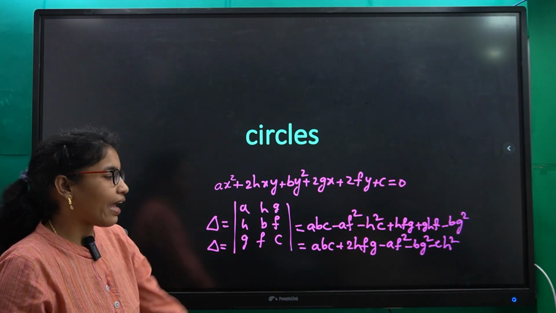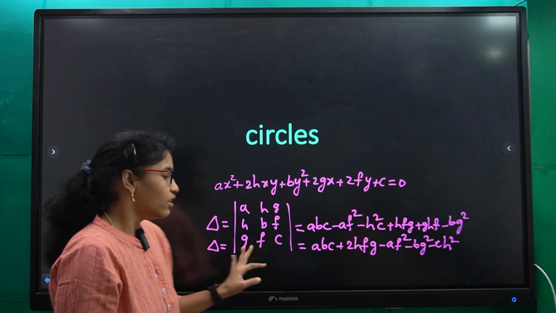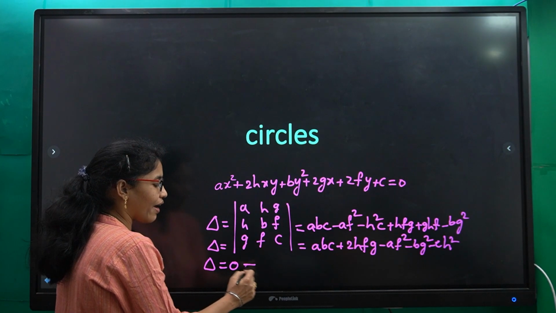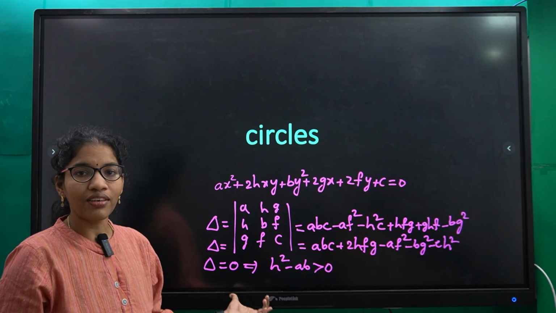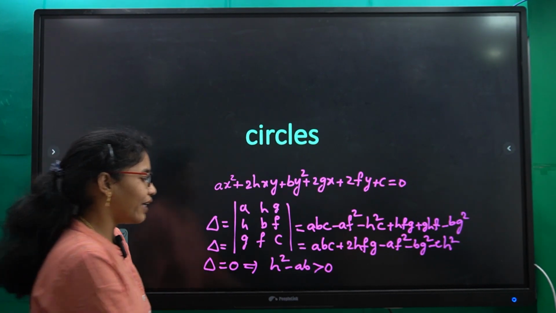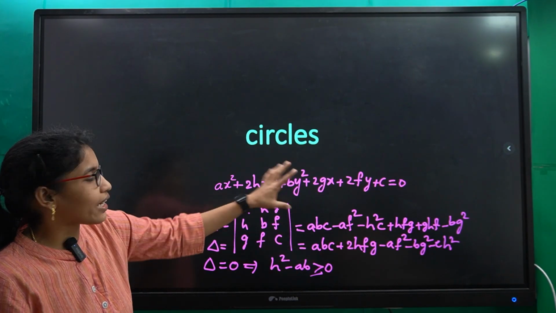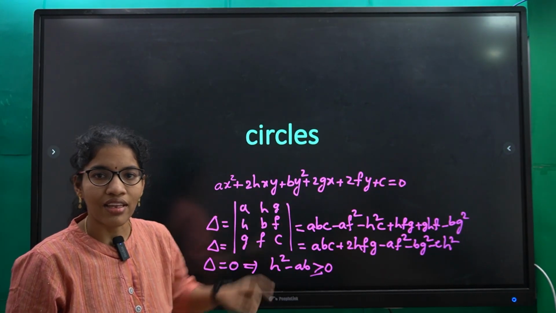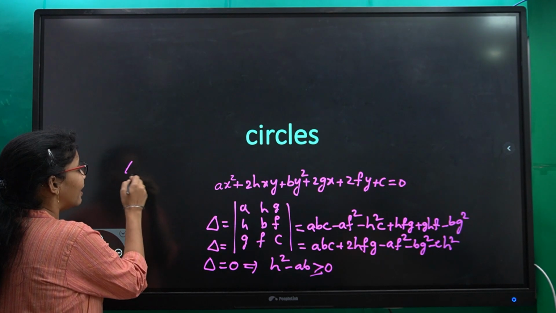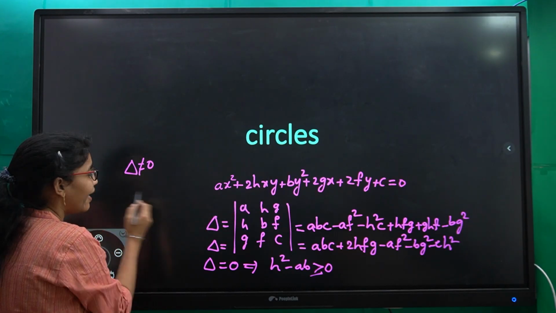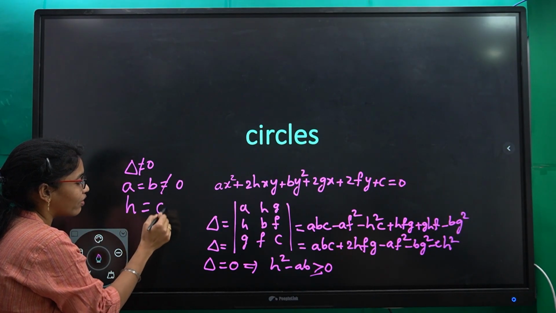Based on this delta and the values of h, a, b, you can say which figure this equation represents. If delta equals 0 and h square minus ab is greater than or equal to 0, then this second degree equation represents a pair of straight lines. Already we learned this, right? And what about the circle? The circle representation is delta not equal to 0, and here a and b should be equal and not equal to 0, and h should also be equal to 0.